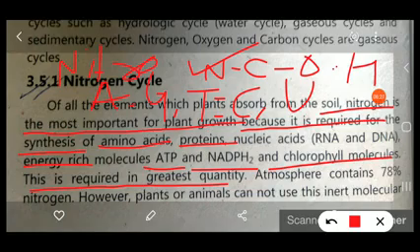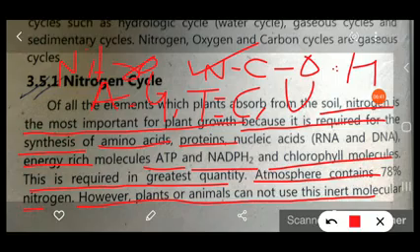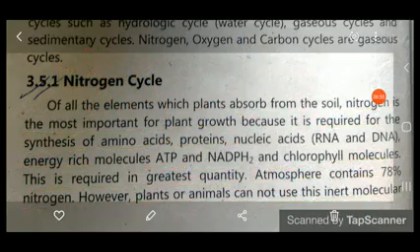You know how much nitrogen is present in the atmosphere? Atmosphere contains 78% nitrogen. However, plants or animals cannot utilize molecular nitrogen. Although 78% nitrogen is present in the atmosphere, plants are unable to directly fix it through their roots, because they require other microbes for the fixation. We can see in the next slide.